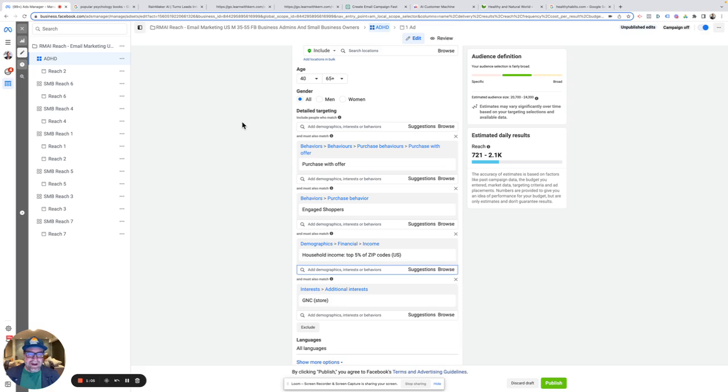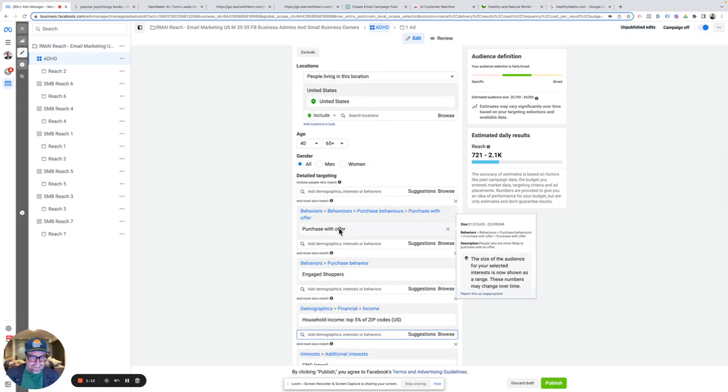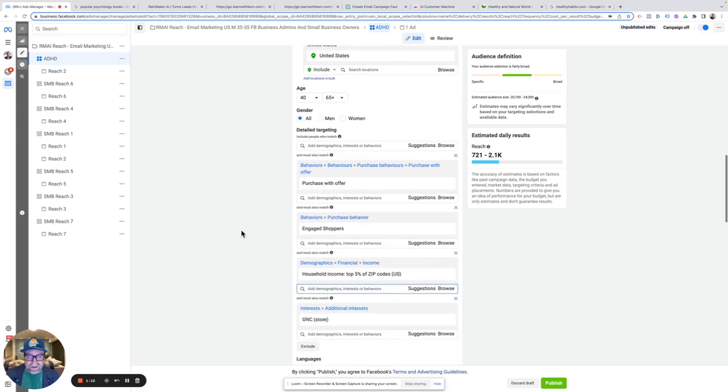I'm going to test a whole lot of different audiences using this. So we start out with people who are super generic. This is all in the US, by the way. People who purchase with offer, so we know they buy stuff when you make an offer, according to Facebook. They're engaged shoppers, which means people who have clicked on a shop now button in the past week. So we're looking for buyers here.